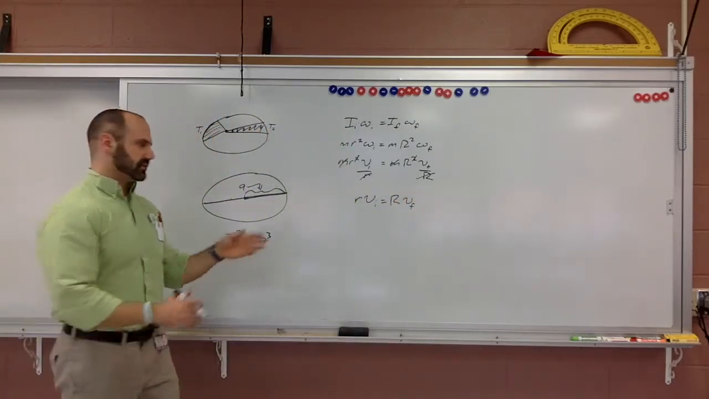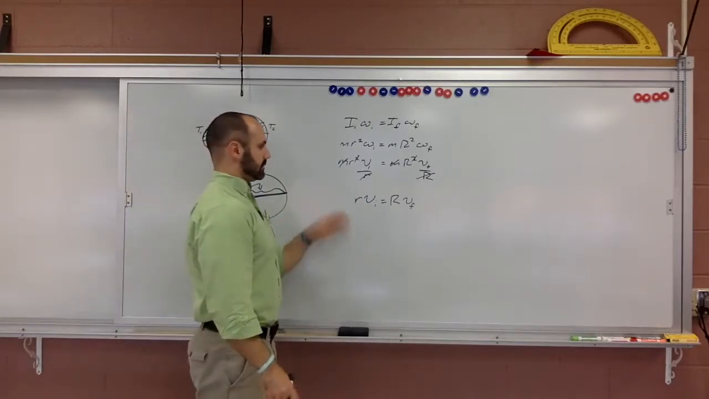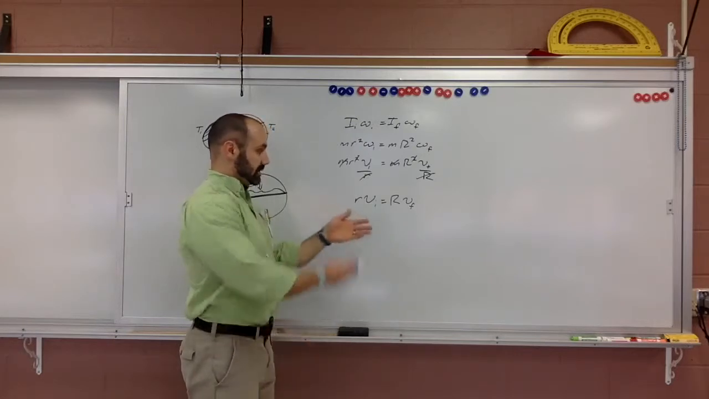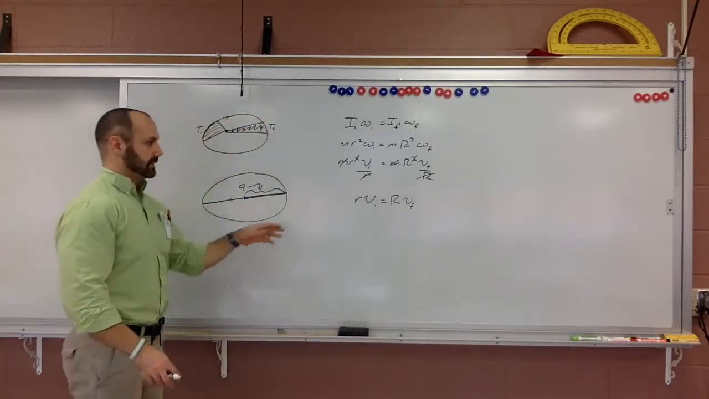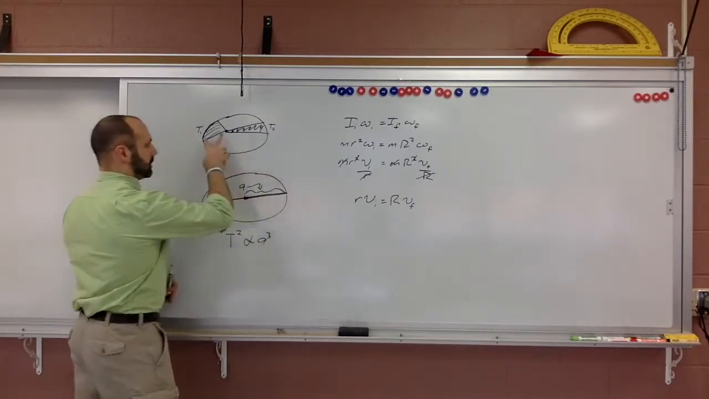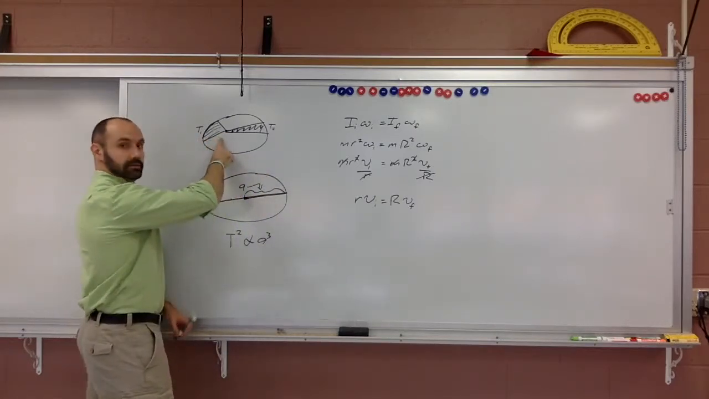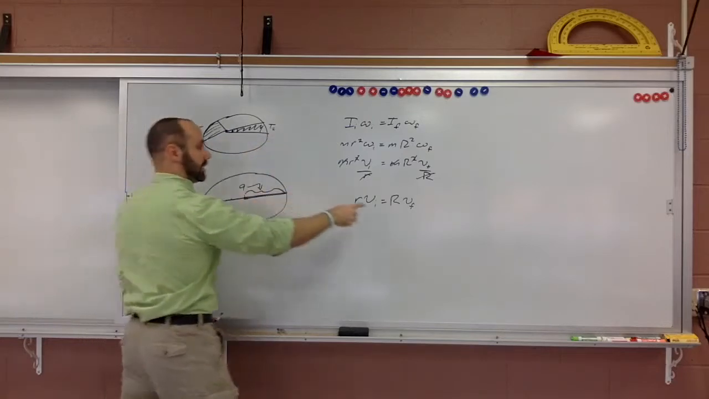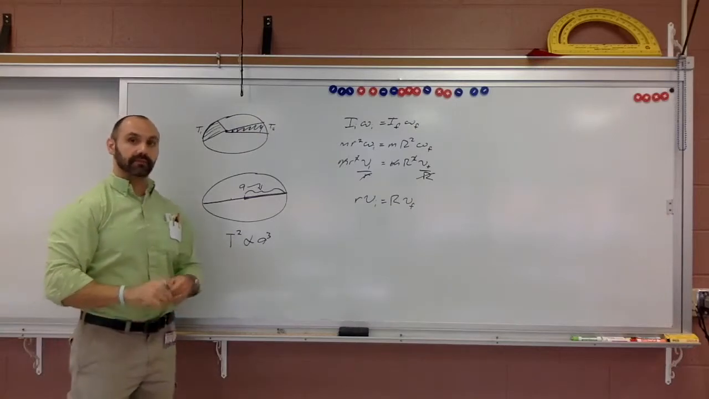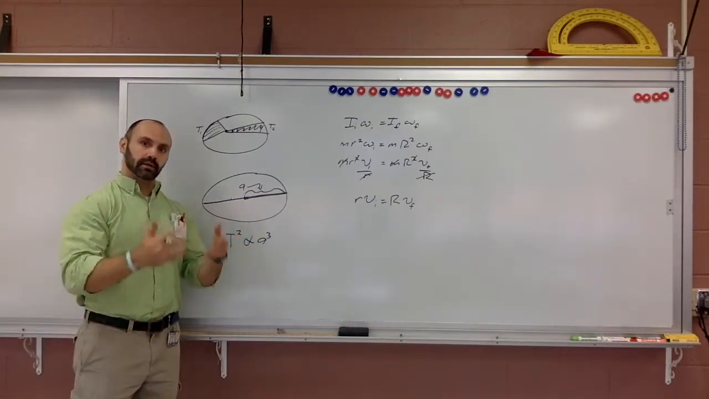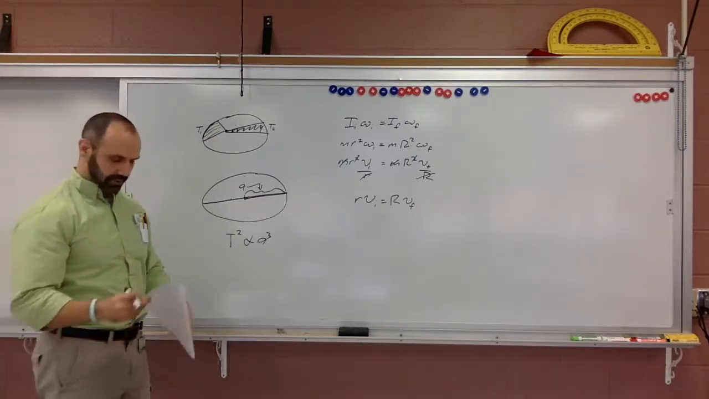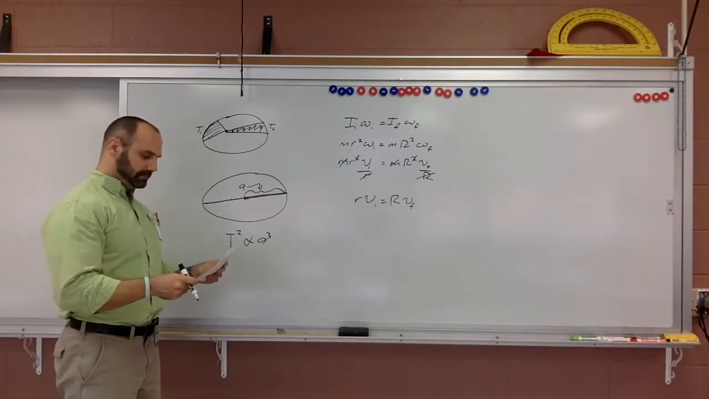Conservation of angular momentum is one of the laws that we can use. It tells us that if I'm closer, then I have a higher velocity, and if I get farther away, if R gets bigger, then V has to decrease. So R and V are inversely proportional. The closer you are, the faster you move. The farther away you are, the slower you move.